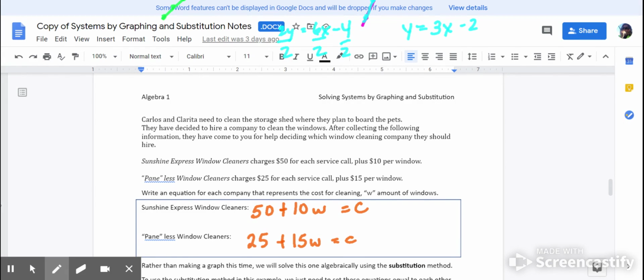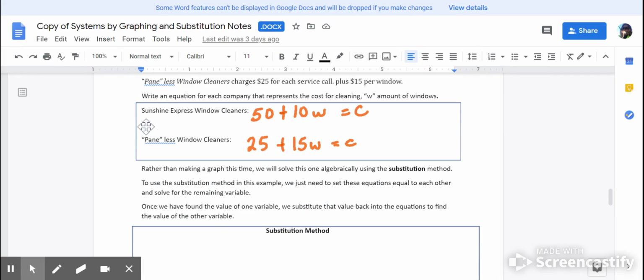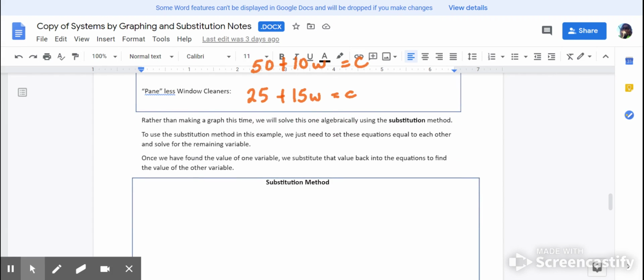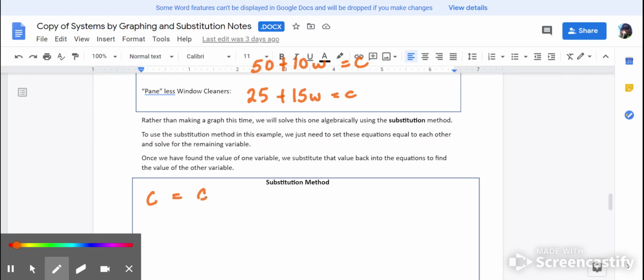So this time, instead of making a graph, we want to solve this algebraically using the substitution method, which is what we practiced with yesterday. To use the substitution method, in this example, we just need to set these equations equal to each other and solve for the remaining variable. So notice we have C equals C, and it is true that C does equal C.